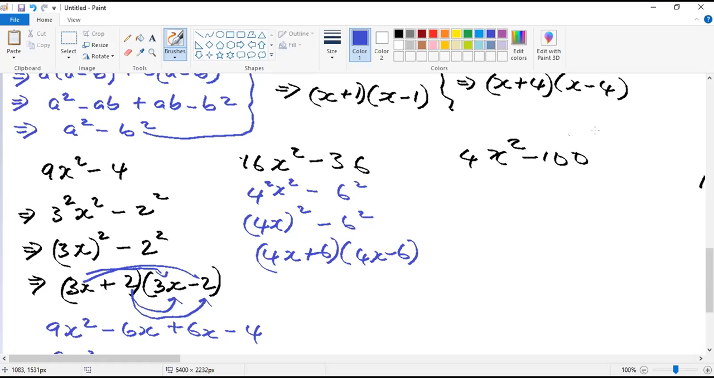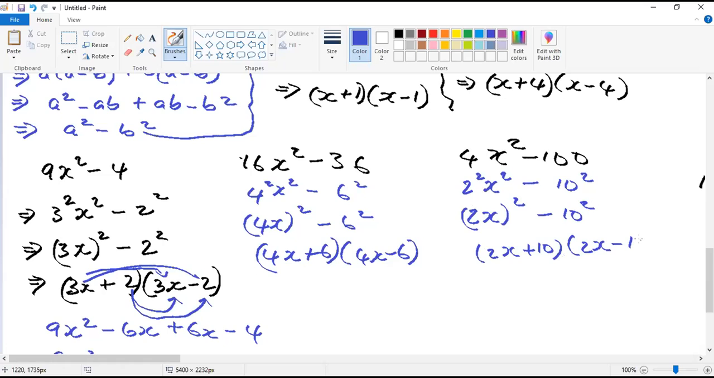Yes, sir. Okay, great. So what about this one? What must I do? Sir, I have 2x squared minus 10 squared. When I factorize, I have 2x plus 10, 2x minus 10. Great. That's exactly how it's done.